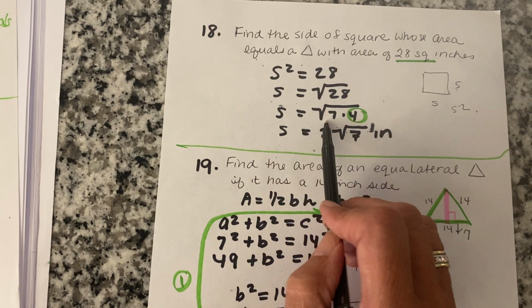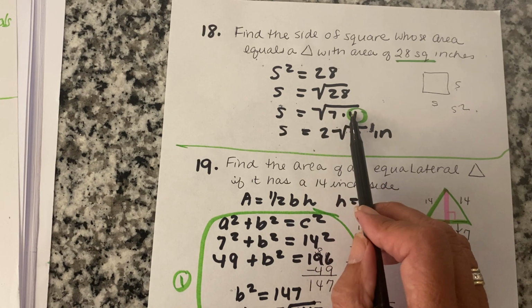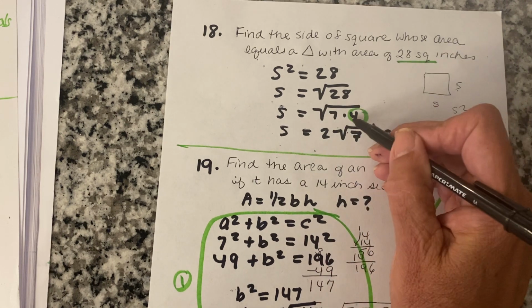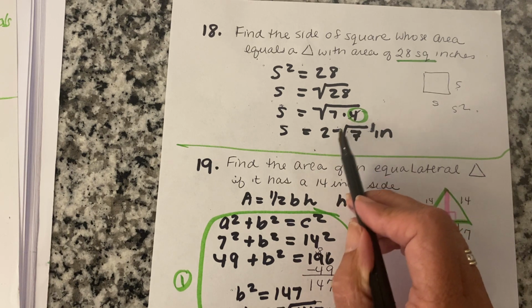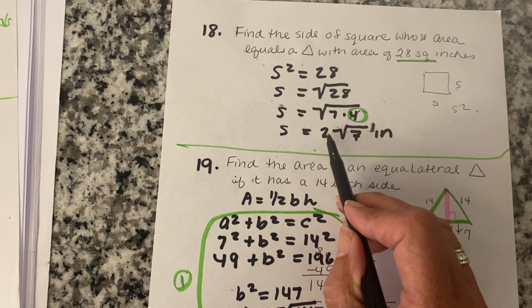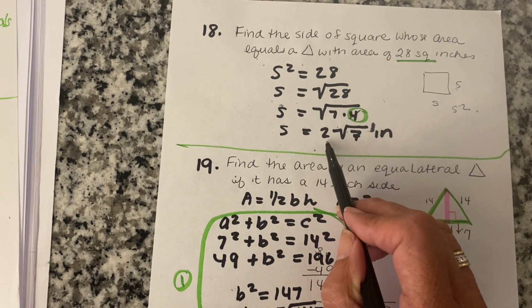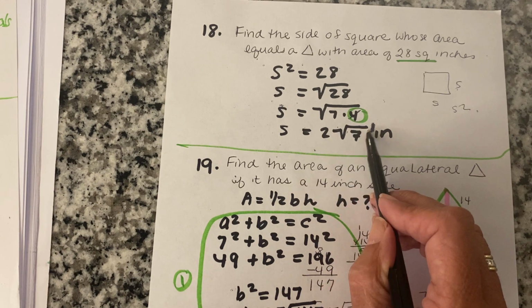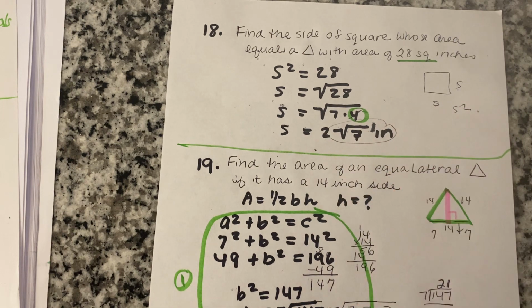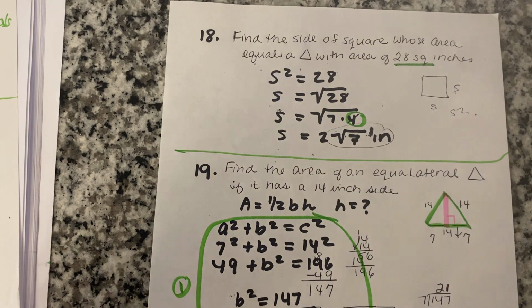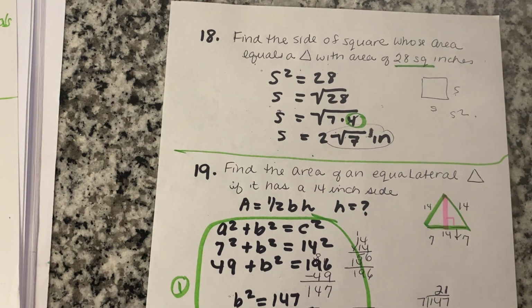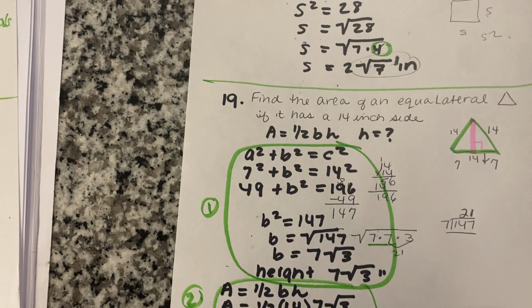The square root of 28, we can get a 4 out of there, because 7 times 4 is 28. So the square root of 4 is 2. So it's 2 times the square root of 7 inches. That's an easy one. Don't let it trick you by saying the area of the triangle is 28. Okay? On to number 19.